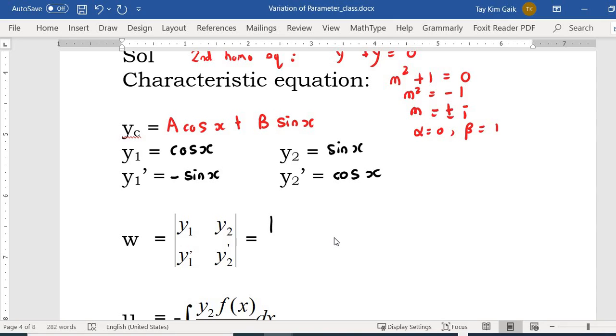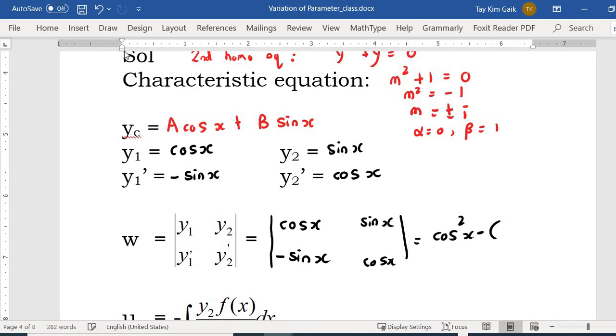So the Wronskian, you have the determinant of y1. This is cos x. This one is negative sin x. Second column, first row is y2, sin x. Differentiate y2, this is cos x. So again, similarly, cos x multiply cos x, you have cos squared x. You have actually negative, and then negative minus.